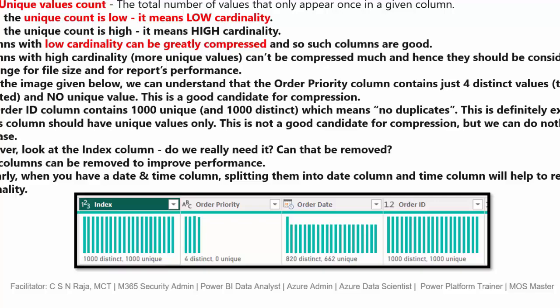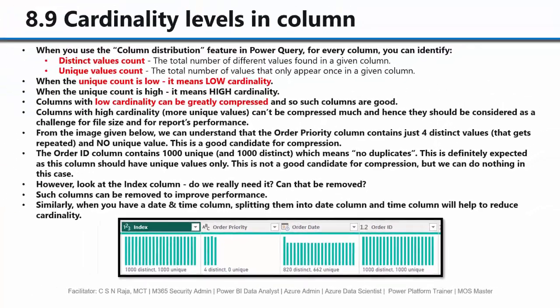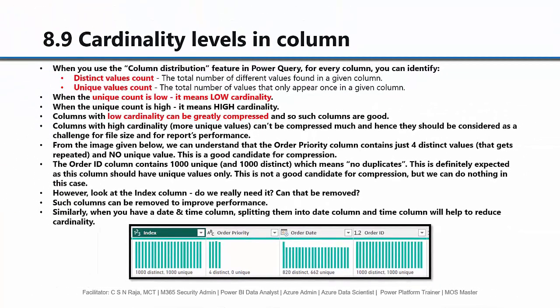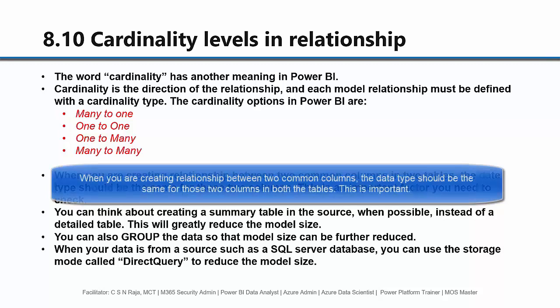However, look at the index column. Do we really need it? Can that be removed? Such columns can be removed to improve performance. Similarly, when you have a date and time column, splitting them into a date column and a time column will help to reduce cardinality. Cardinality levels in relationships is another area.